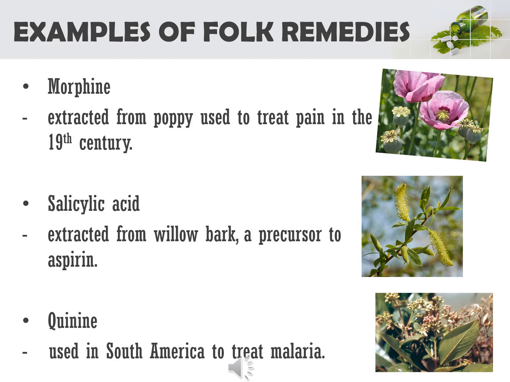Let's look at some historical remedies. Morphine, extracted from poppies, was widely used in the 19th century for pain relief. Quinine from the cinchona tree treated malaria. Salicylic acid, derived from willow bark, laid the groundwork for aspirin. These early treatments highlight the medicinal value of natural compounds.